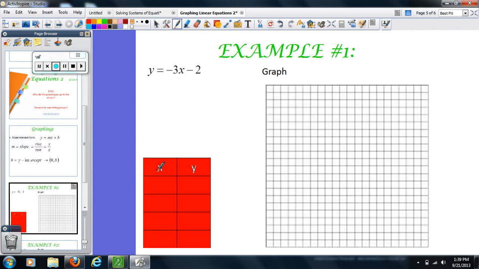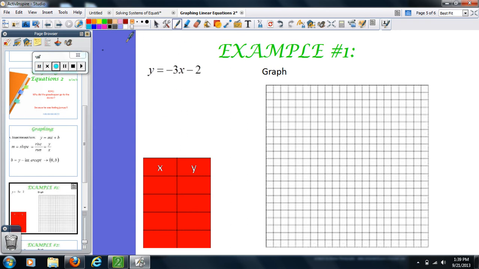So let's go ahead and look at an example now. So we've got y = -3x - 2. Now I'm going to do the exact same thing I did the last time, where I'm going to give you a couple different ways of being able to do it all in the same problem. And that way, hopefully, you'll find one way that you like to do it, and you can go with it that way.